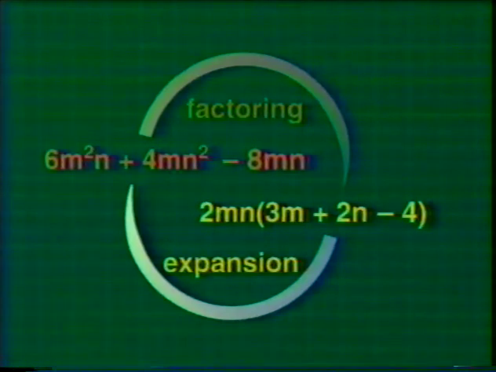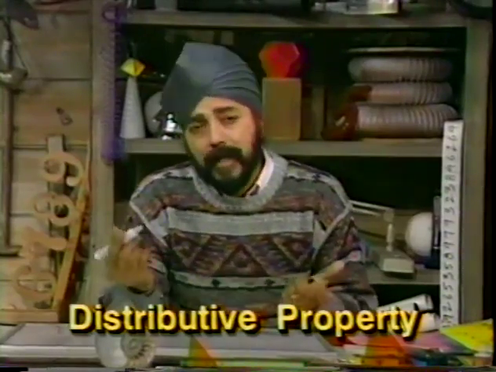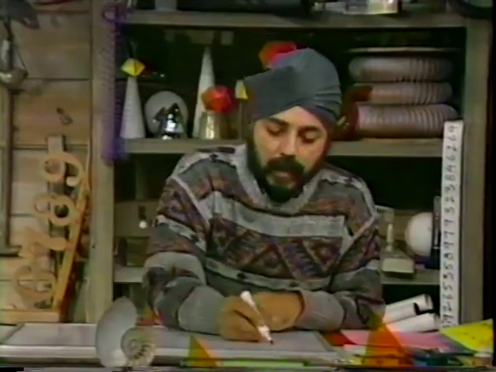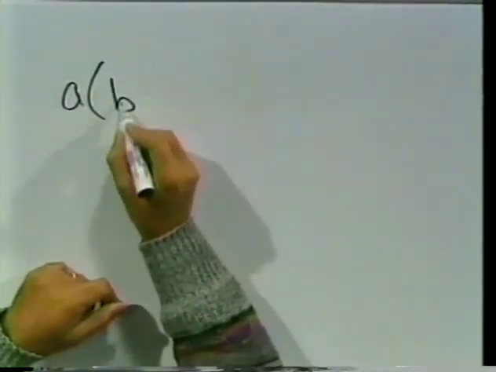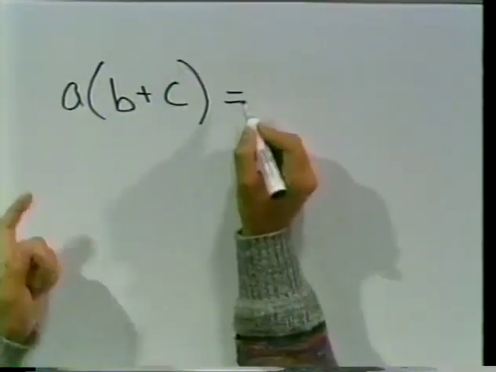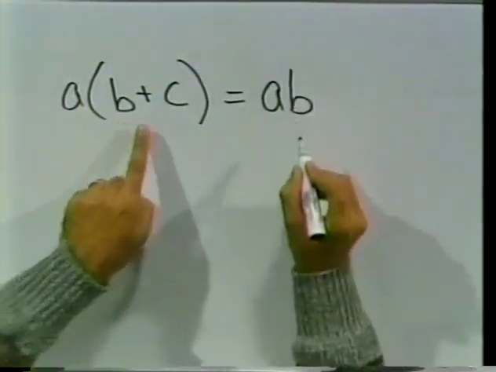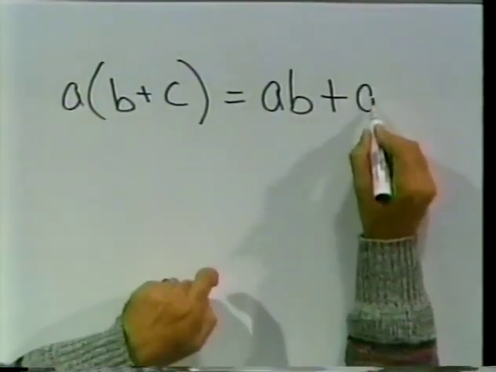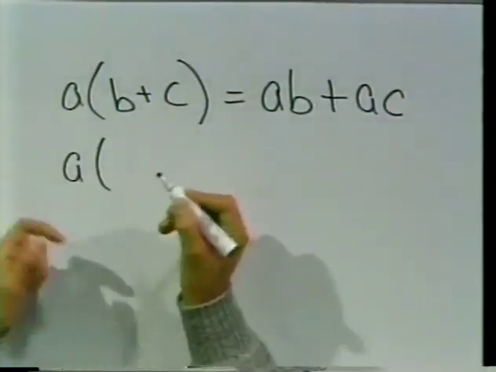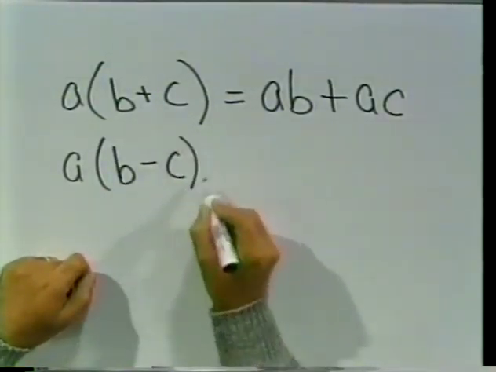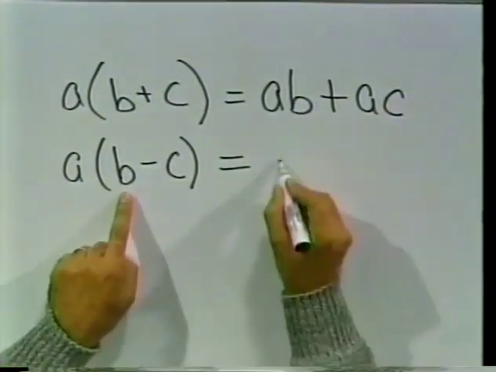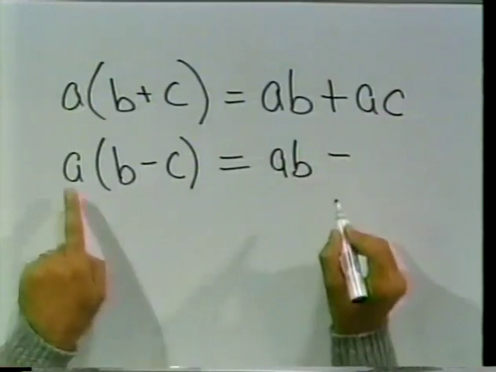There are a number of methods used to find common factors. One is to use the distributive property, and another is to factor by grouping. Just to remind you, the distributive property works like this. For any numbers, well, let's call them A, B, and C, A times (B plus C) is equal to AB plus AC. Similarly, for any numbers A, B, and C, A times (B minus C) is equal to AB minus AC.